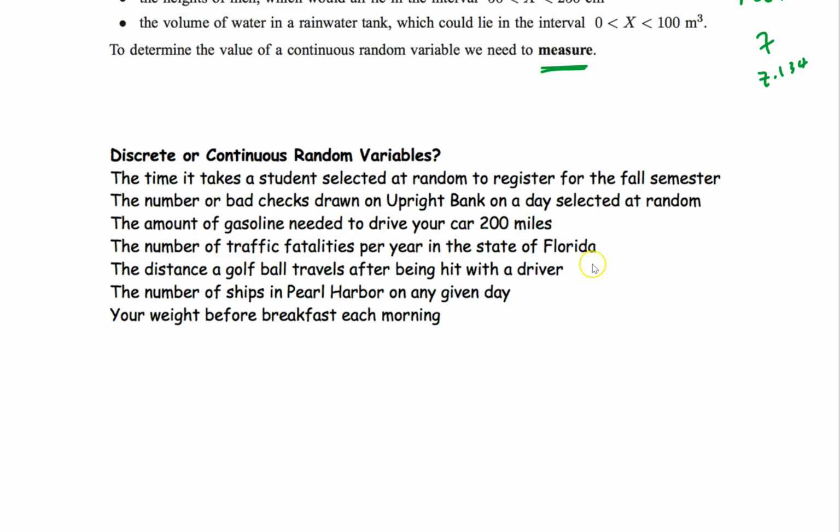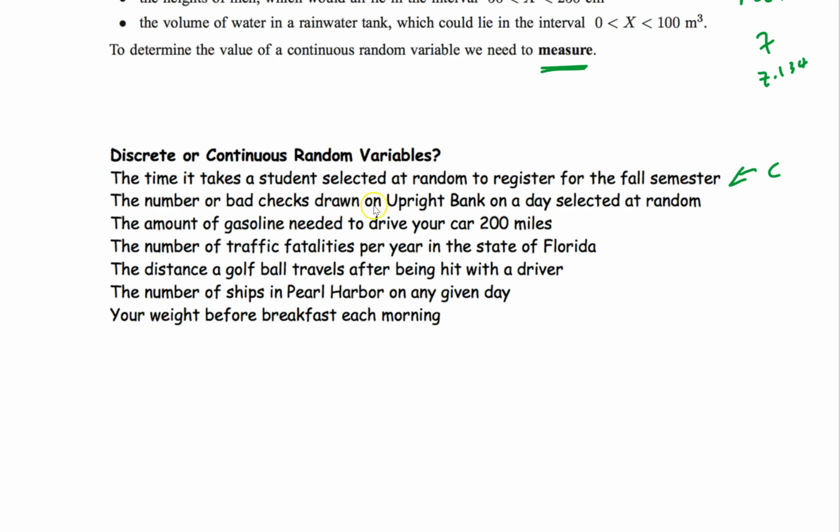Here are some quick examples. The time it takes students selected at random to register for a fall semester. That student is not going to finish registering in exactly 10 minutes. It might be 10.371, 10.5. It's not going to be exactly 10 or exactly 11, right? It could fall at any value in between. So that's going to be continuous. You can measure the time with a stopwatch.